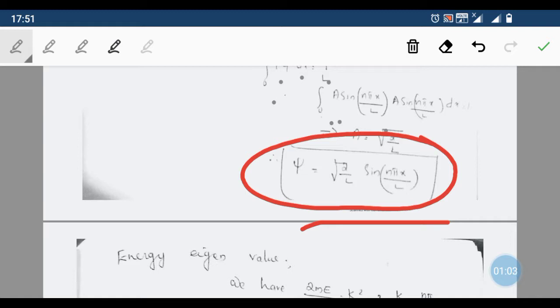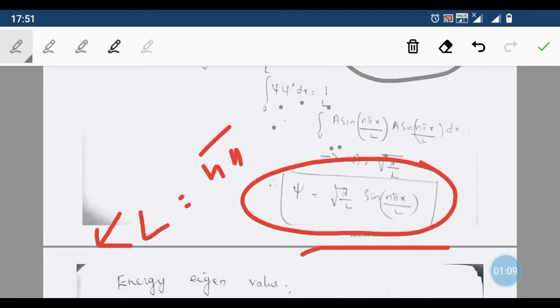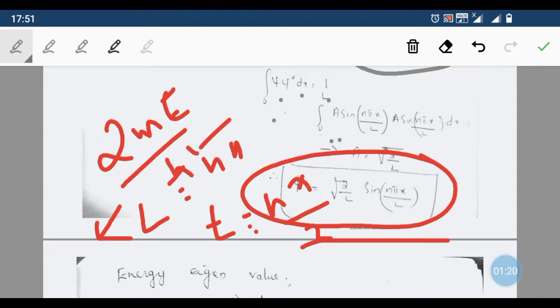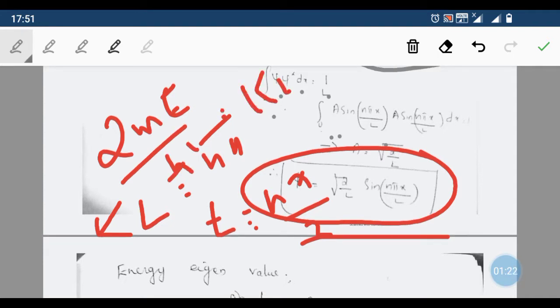and also for kL equal to n pi, from this we will get L is also equal to n lambda by 2. These are the conditions we will get, and this also satisfies the condition 2mE by h cross square is equal to k square, which is another result we have obtained from this.